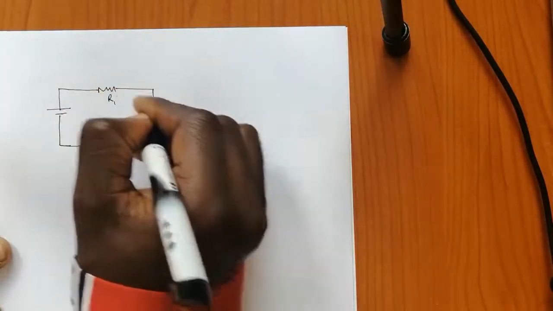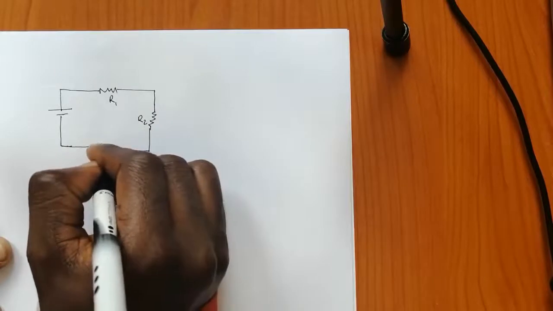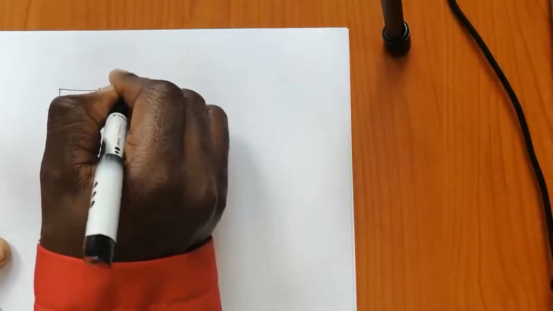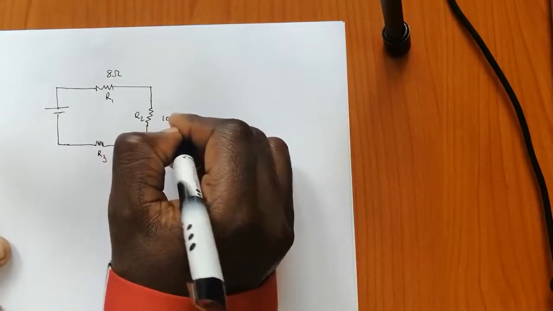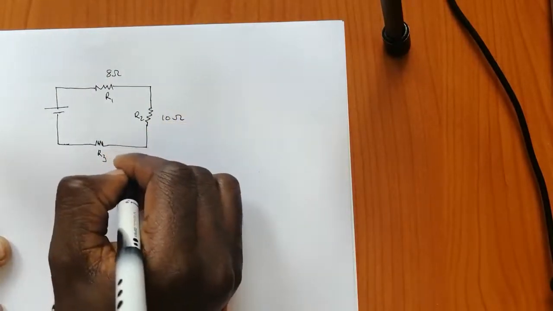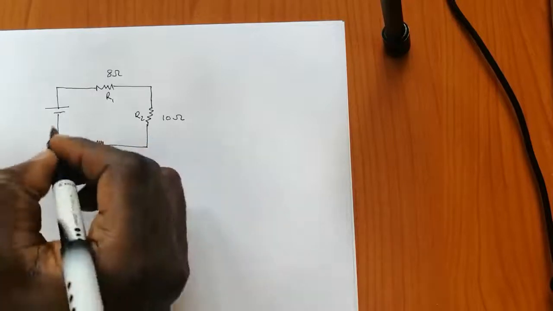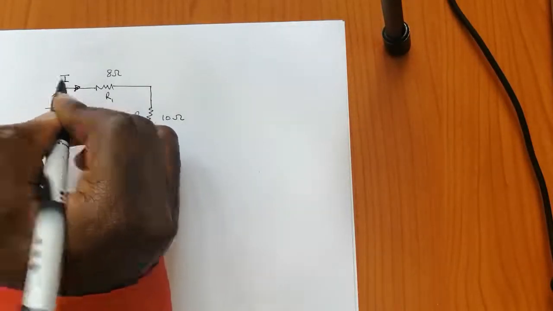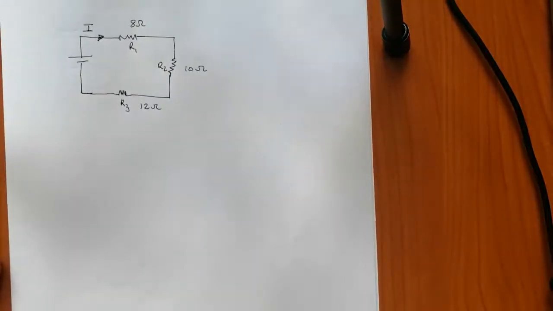This being your R1, R2, and R3. So let's say this is 8 ohms, this is 10 ohms, and this is 12 ohms. And I ask you to determine the total current that is flowing into the system.